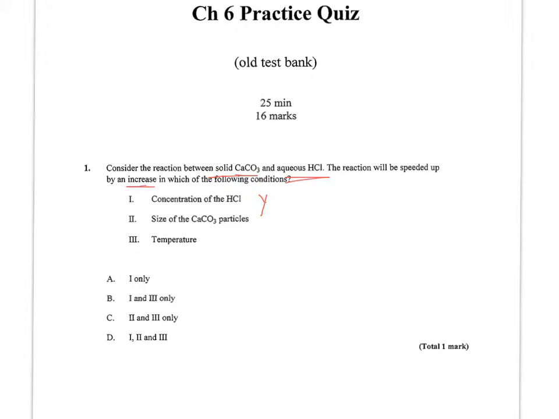2 says the size of the CaCO3, and what you have to notice here is it says an increase. And increasing the size doesn't help the reaction rate. That actually would slow down the reaction rate because remember you want more surface area or smaller pieces. And then 3 says temperature, and an increase in temperature will always speed up your reaction rate. So we have yes, no, yes. So that means B, 1 and 3 would be my best option.